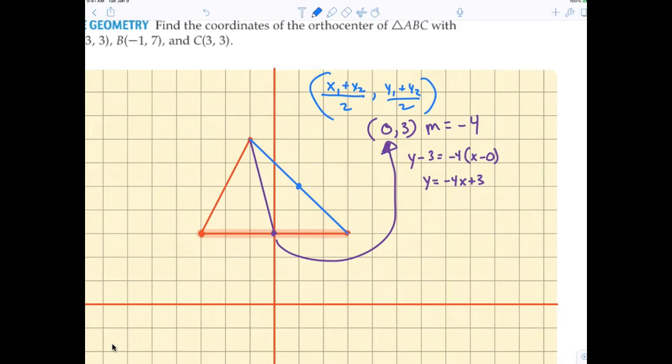So now, this point over here was negative 1 comma 7? And this point over here was 3, 3, right? So let's see. Negative 1 plus 3 is 2. 2 divided by 2 is 1. 7 plus 3 is 10. 10 divided by 2 is 5. So as we suspect, that is correct. Everybody agree with that? So this point right here, now I know for sure, is 1, 5. Does everybody agree with that?